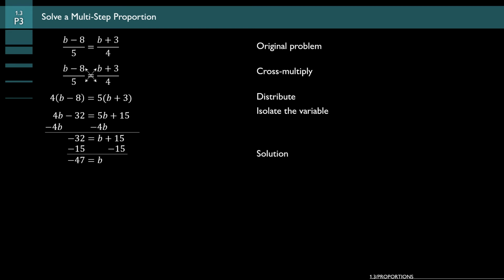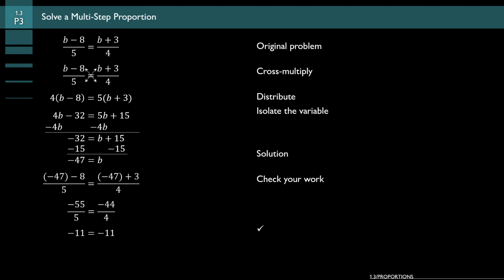Again, go back and check your work by plugging in negative 47 for b in both instances. Negative 47 minus 8 gives us negative 55. Negative 47 plus 3 gives us negative 44. Negative 55 divided by 5 is negative 11, and negative 44 divided by 4 is negative 11 as well. We know that we've got the correct solution.